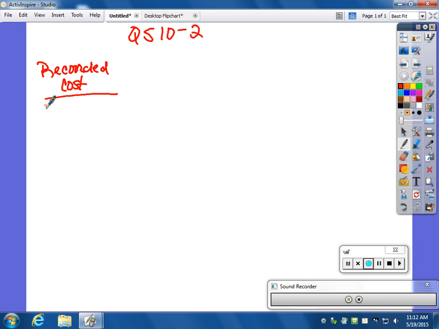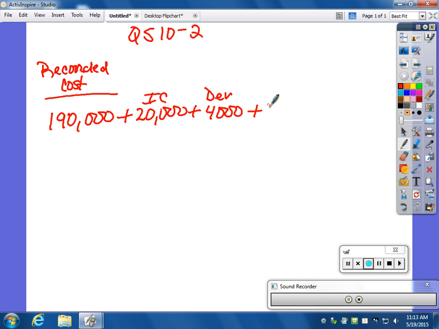So, what was the cost originally? $190,000. And what else did we add to it? The 20,000 for installation costs, 4,000 for delivery, and 13,700 for sales tax, which gives us a total cost of how much? 227,700.